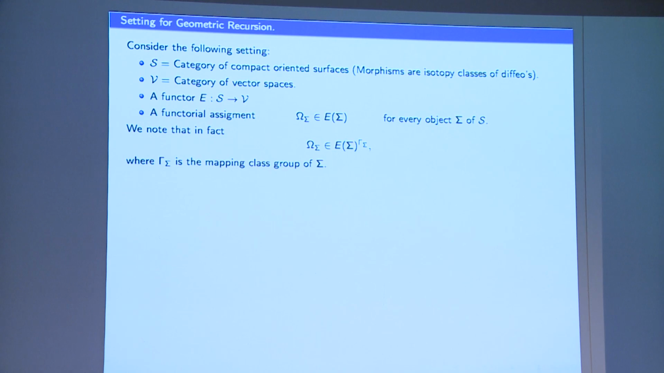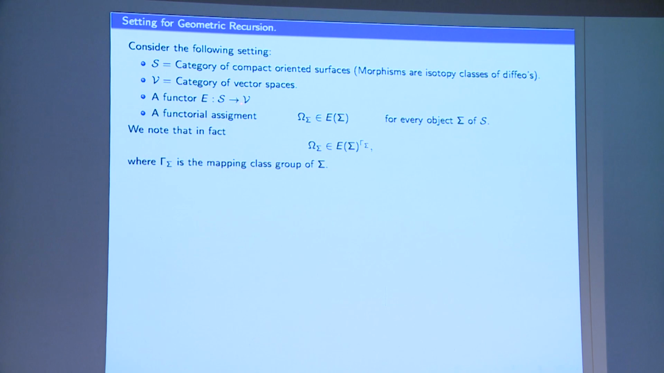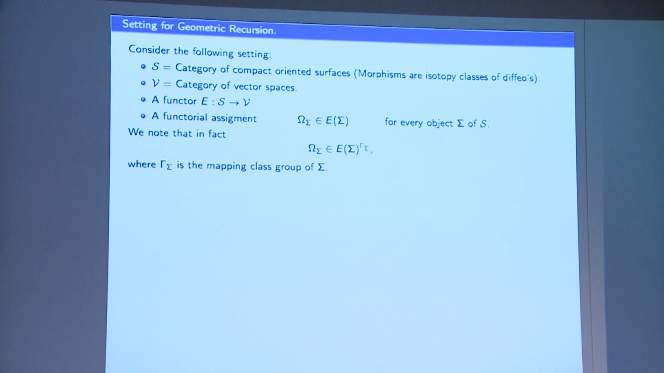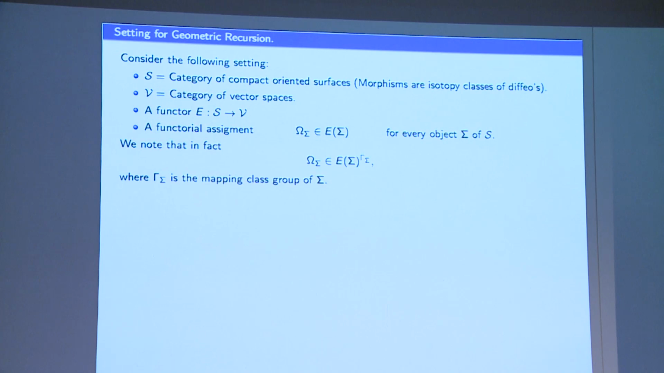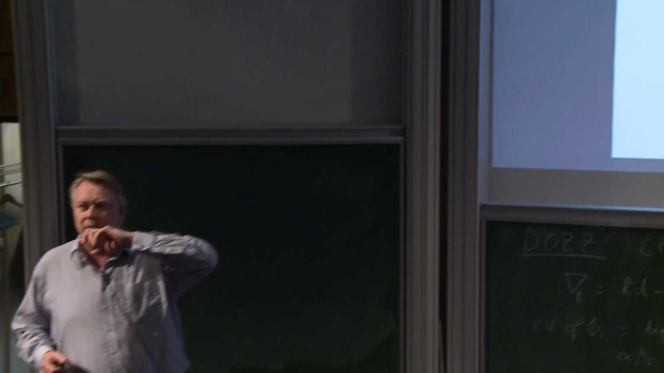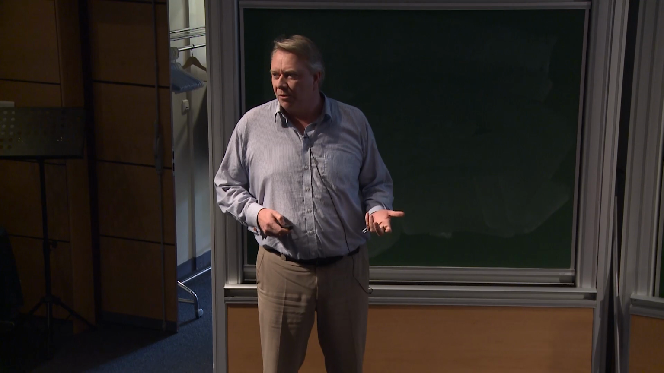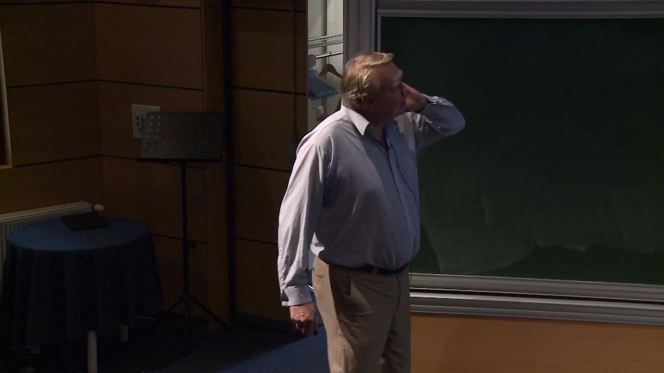And then I have a functor from S to V, so it assigns a vector space to every surface in a functorial way. And moreover, I want a functorial assignment of vectors inside these vector spaces for every surface. And then, of course, since it's a functorial assignment, these vectors will be in the mapping class group invariant part of these vector spaces. And so you might think this is a very particular situation. But actually, there are a lot of examples that are very naturally of this form in low-dimensional geometry and topology.